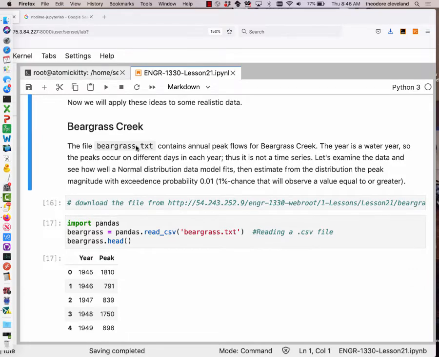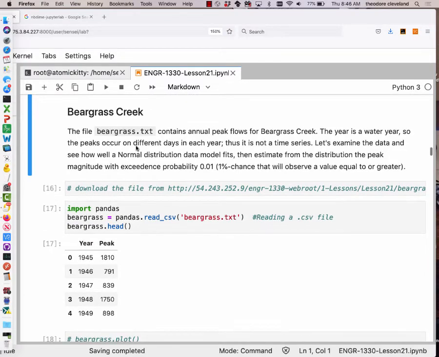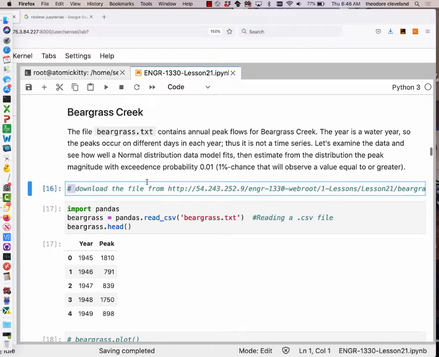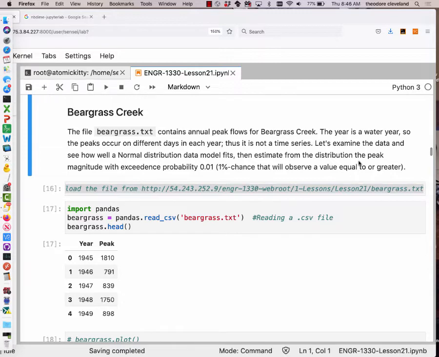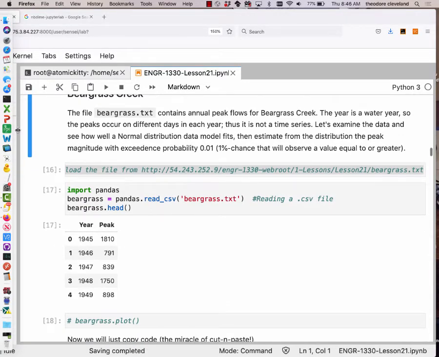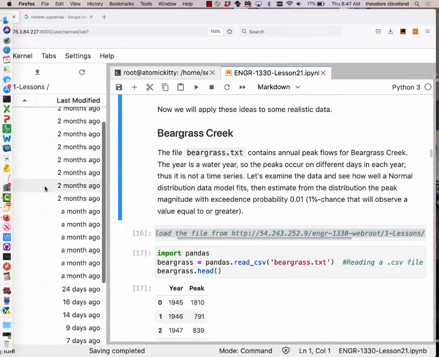Now let's apply this to something real. So we're going to look at a file called Beargrass Creek. If you want to do this yourself, you can download the file from that URL. And we'll actually go look at the contents of the file real quickly.